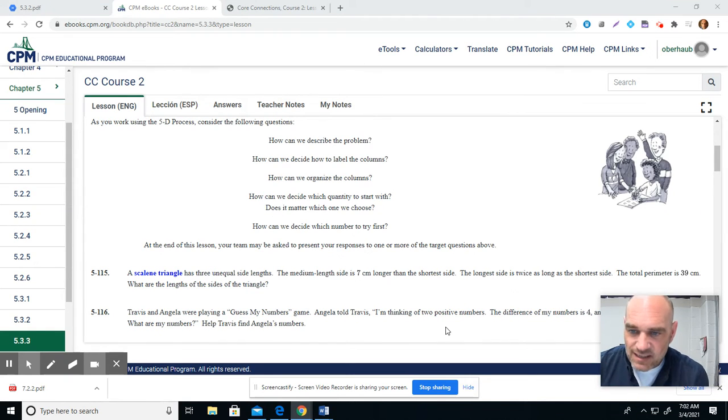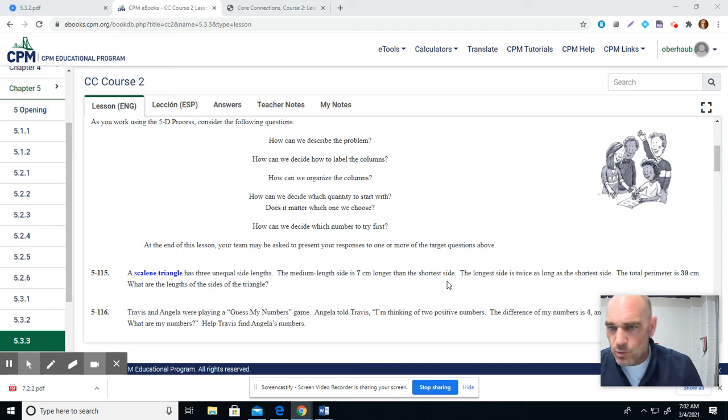Question 115. A scalene triangle has three unequal side lengths. The medium length side is 7 centimeters longer than the shortest side. The longest side is twice as long as the shorter side. The total perimeter is 39 centimeters. What are the lengths of the sides of the triangle?